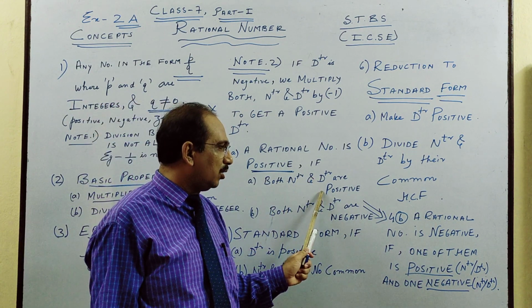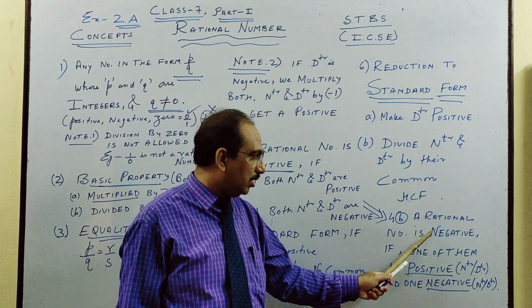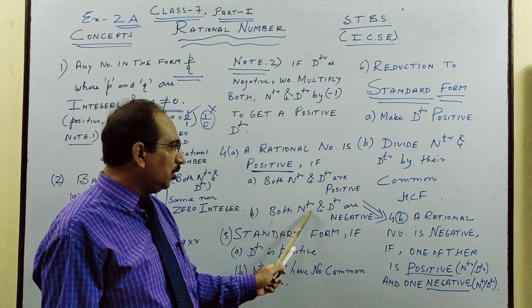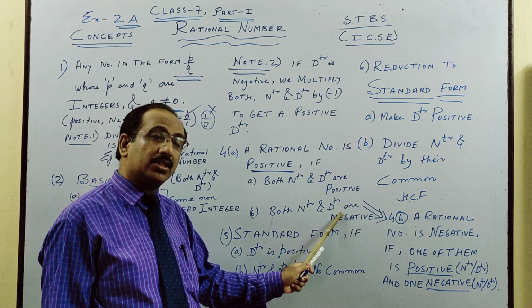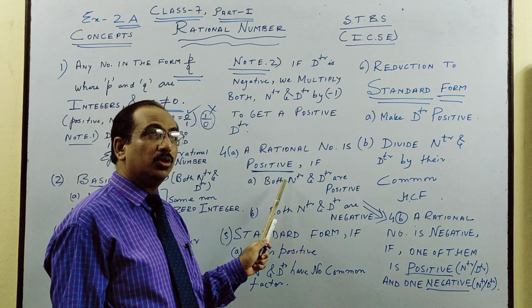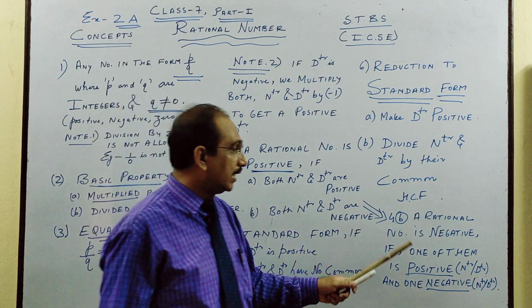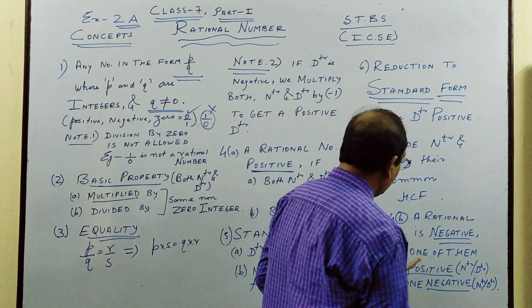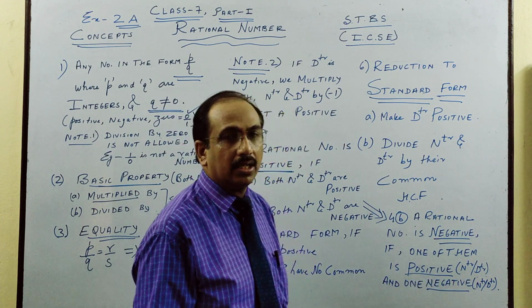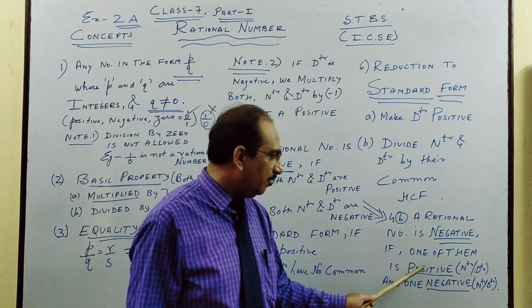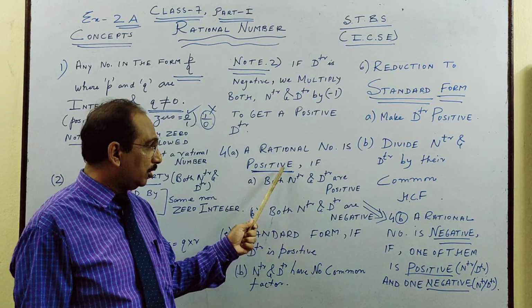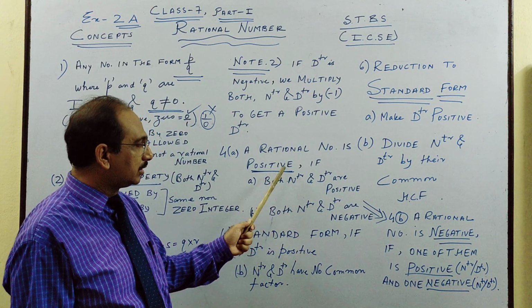If both numerator and denominator are positive, the rational number is positive. And another thing, if both numerator and denominator are negative, like -2 by -5, then also the rational number is positive. So a rational number is positive when both are positive or both are negative. A rational number is negative if the numerator is positive and the denominator negative, or the denominator positive and the numerator negative. So one of them is positive and the other is negative. If both are negative, it's a positive rational number. If both are positive, it's a positive rational number.